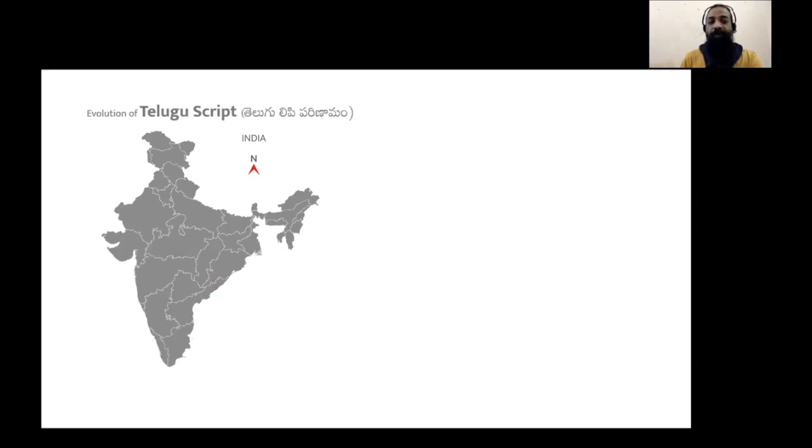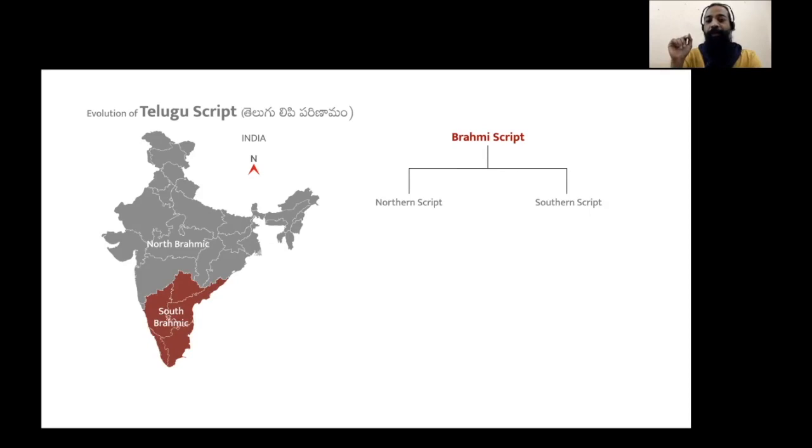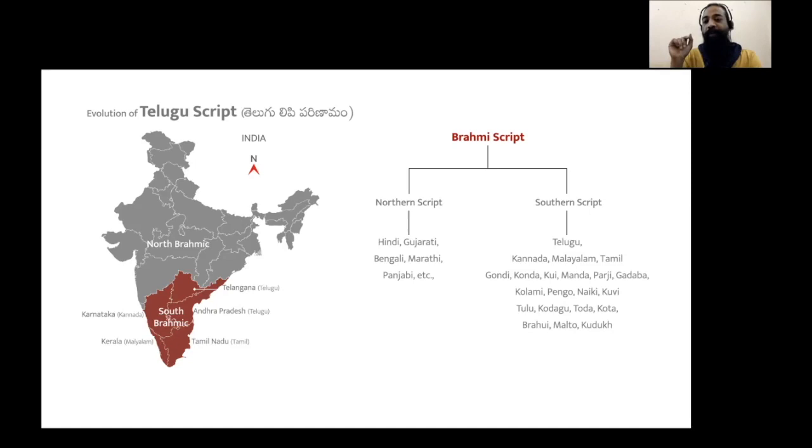Evolution of Telugu script. Like most of the Indic scripts, Telugu also originated from the Brahmi script. Like the languages, even the script follows a similar pattern. In the north you have North Brahmic, and in the south you have South Brahmic. In the northern script you have languages like Hindi, Gujarati, Bengali, Marathi, Punjabi, etc. Whereas in the southern script you have 21 languages, and out of these 21, these four are the main ones: Telugu, Kannada, Malayalam, and Tamil.